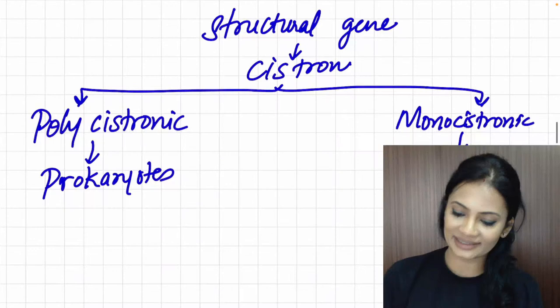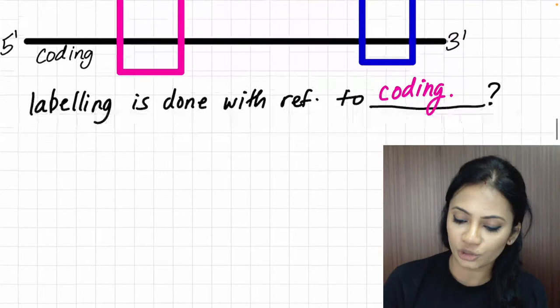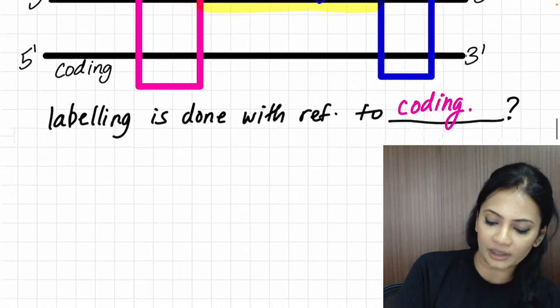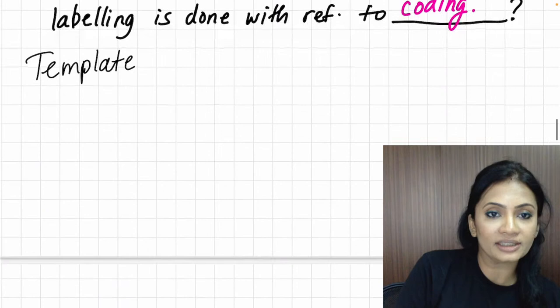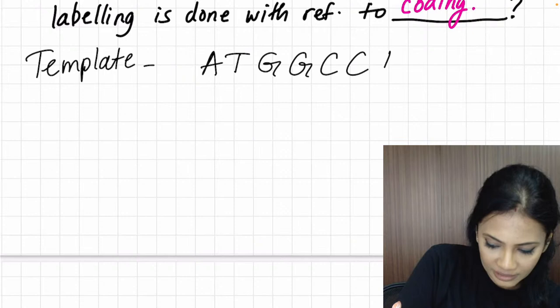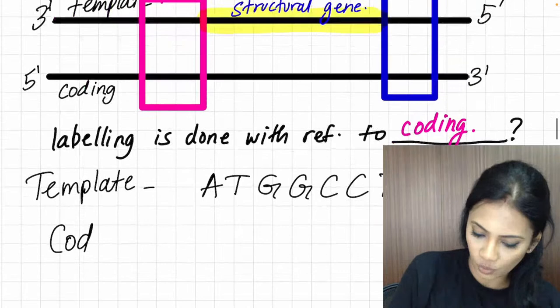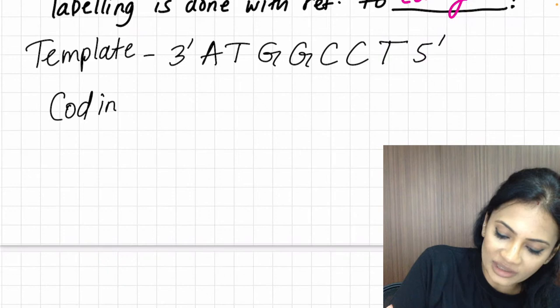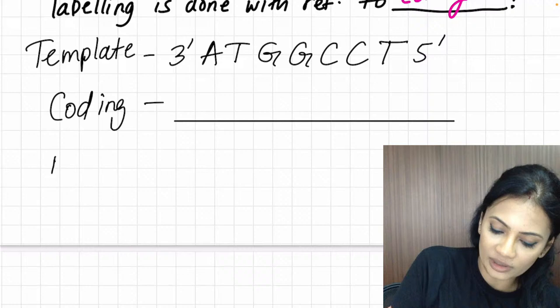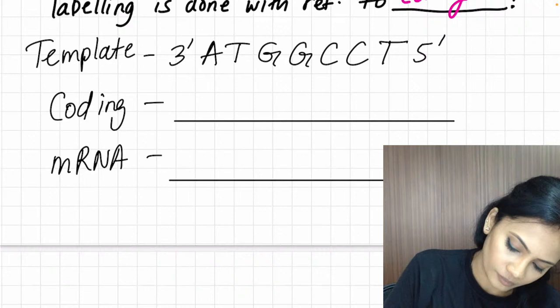Yes. So remember this: polycistronic, prokaryotes; monocistronic, eukaryotes. Now tell me, if the template strand is ATGGCCT, then what is going to be the coding strand, and what is going to be the mRNA? Template strand 3' to 5'.